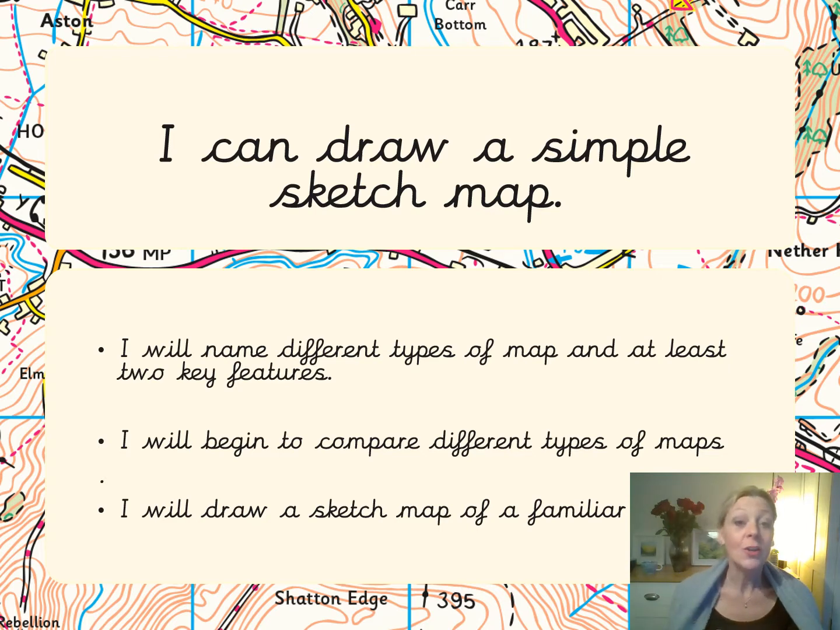So let's look at what we're actually going to be doing in our first lesson today. We're going to draw a simple sketch map. So we're also going to name different types of maps, see if we can think of what maps are used for and some of the key features that we find in a map. And also I want you to begin to compare the maps. What's good about them? What's useful about them? And finally, you're going to draw a map of somewhere which is familiar to you.